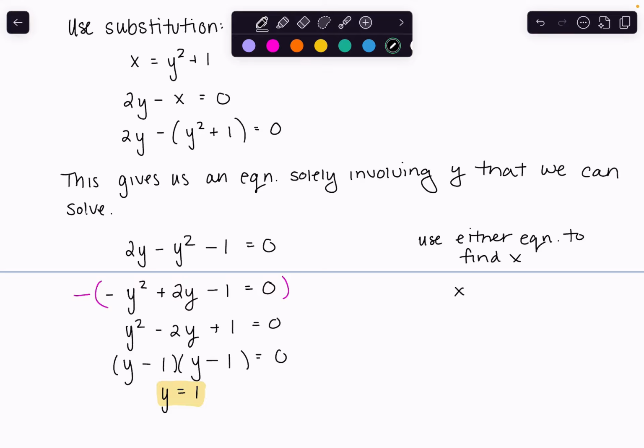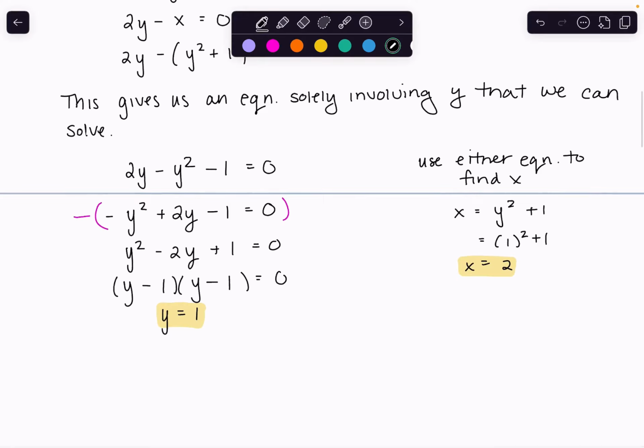But again, I like that x is equal to y squared plus 1. So plugging in y, I get my x is equal to 2. So 2, 1 should be my solution. This is what we get, but let's actually check that this works out.